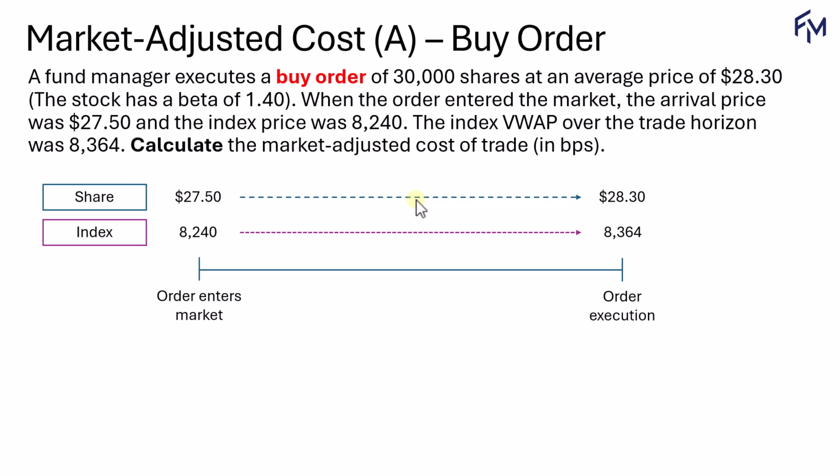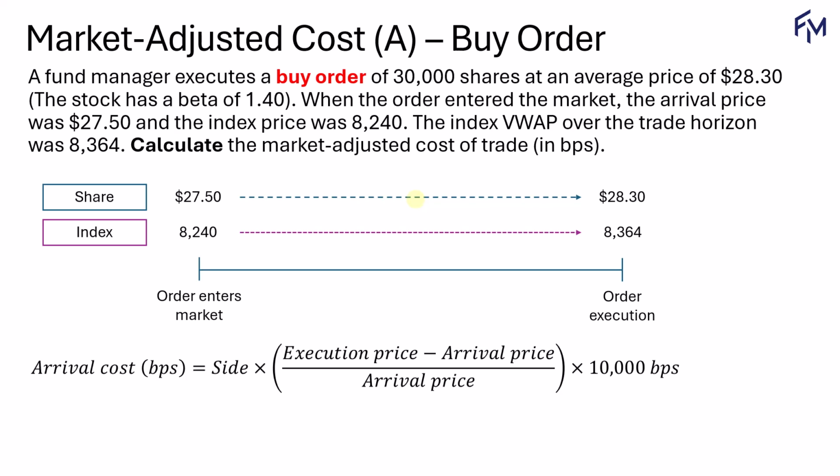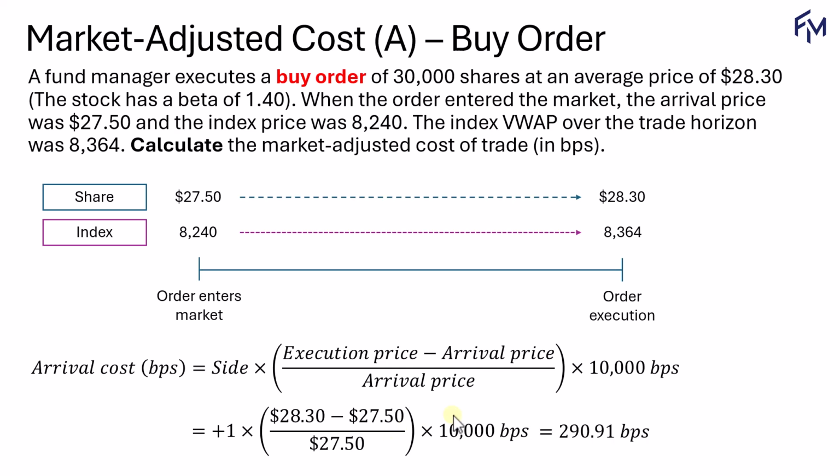Then we will first start by calculating the arrival cost, which is the side multiplied by the execution price minus the arrival price over the arrival price, and then we multiply by 10,000 basis points. So the side will be positive 1 because this is a buy order, and then we'll substitute the numbers in, and we'll get 290.91 basis points.